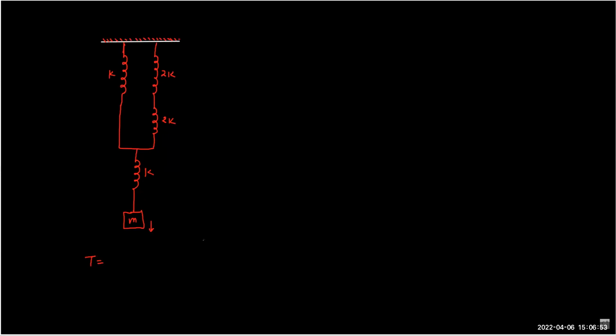So if we just pull the block slightly and release, what will be the time period of oscillation? What we are supposed to do is, first of all, assume that the K spring remains vertical all the time. So find the K equivalent. So what is the K equivalent here?